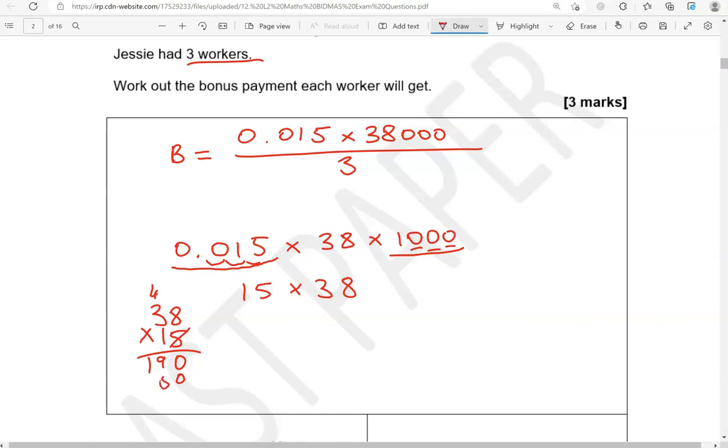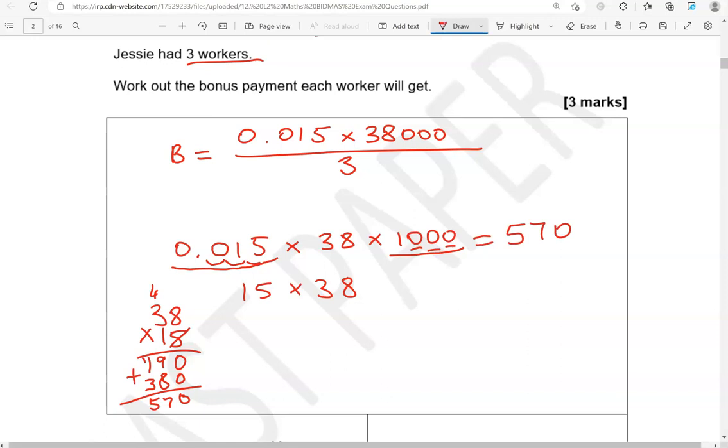1 times 8 is 8. 1 times 3 is 3. So adding these two numbers together, 9 and 8 is 17. So 7 down, 1 carried over. 3 and 1 is 4, and the 1 is 5. So 570. So 0.015 times 38 times 1,000 is equal to 570.